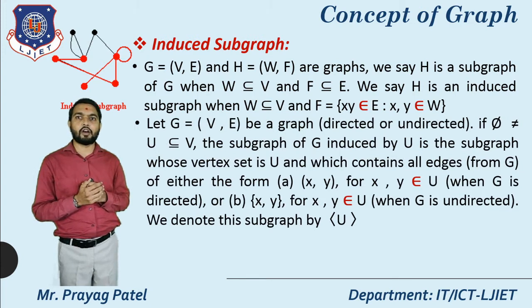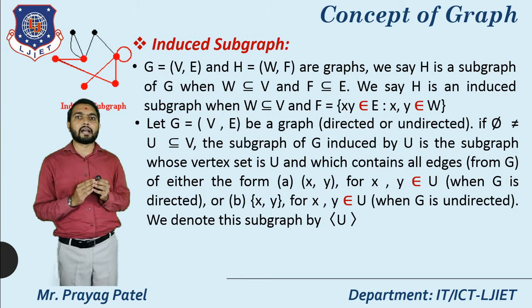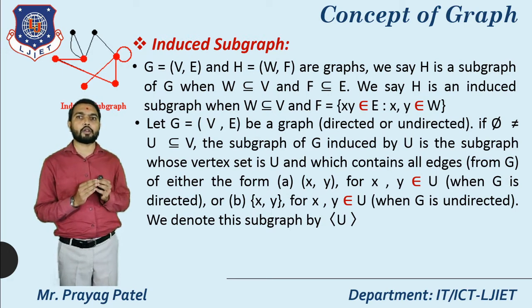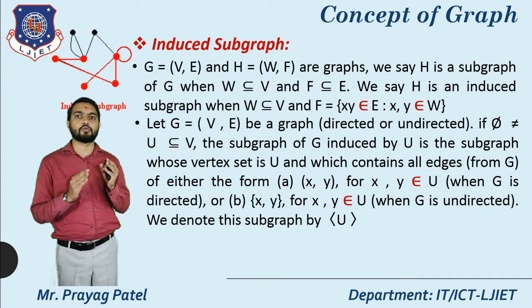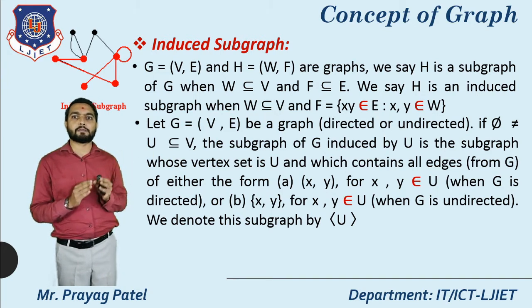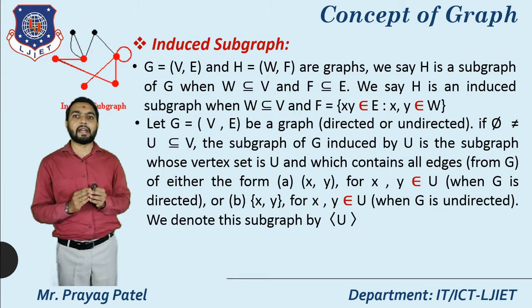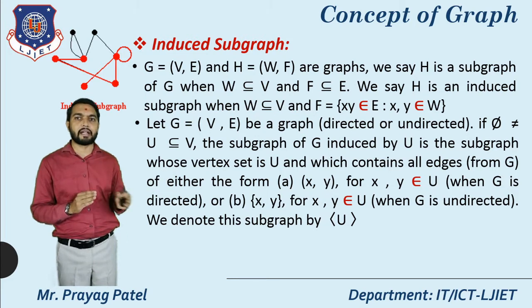Now another definition of the induced subgraph is: let G equal to (V, E) be a graph, directed or undirected, and let the empty set not equal U, a subset of V. The subgraph of G induced by U is the subgraph whose vertex set is U and which contains all the edges from G of either the form (x, y) for x, y belonging to U where G is a directed graph, or {x, y} for x, y belonging to U when G is an undirected graph. We denote this subgraph by G[U].